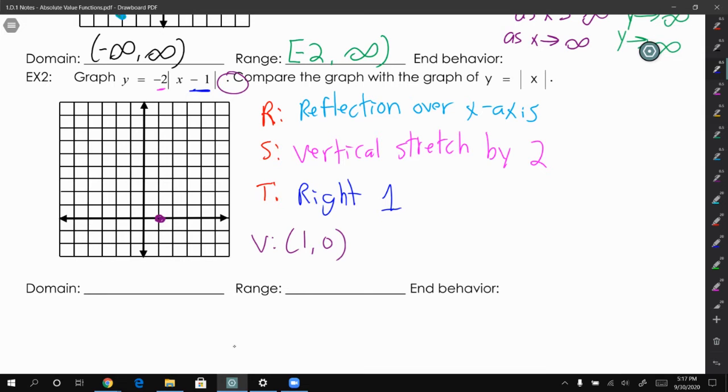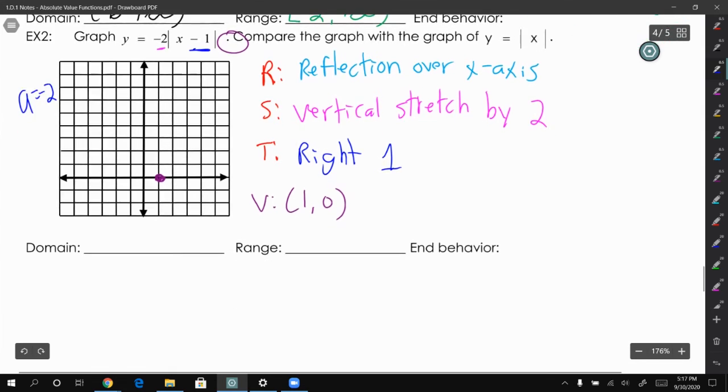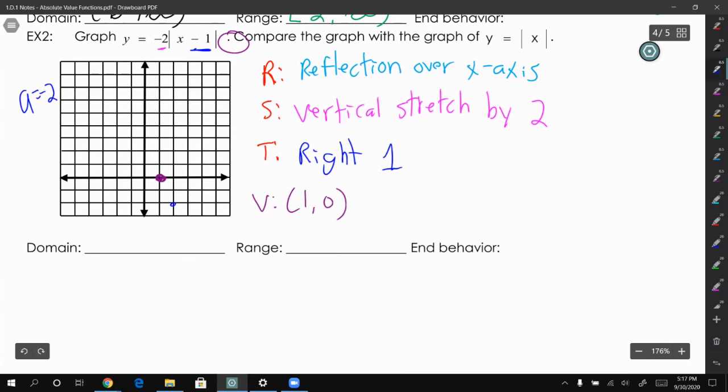And our a value is negative 2. So from our vertex, we're going to go down 2 and right 1. From our vertex, we're going to go down 2 and left 1. So our absolute value graph will look like this. Remember that a value is your slope.